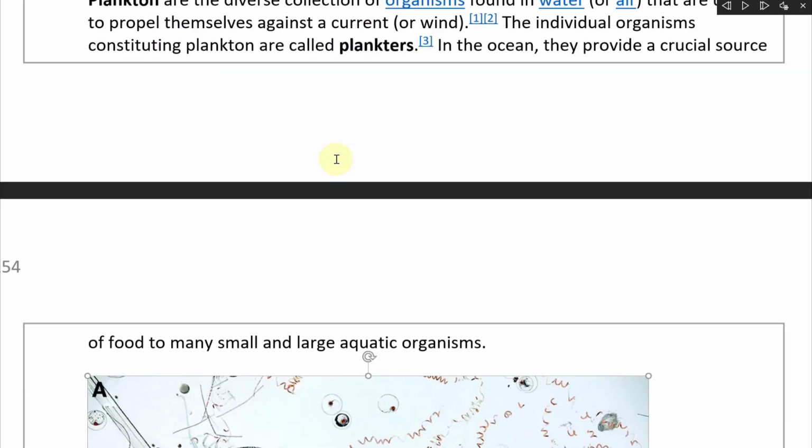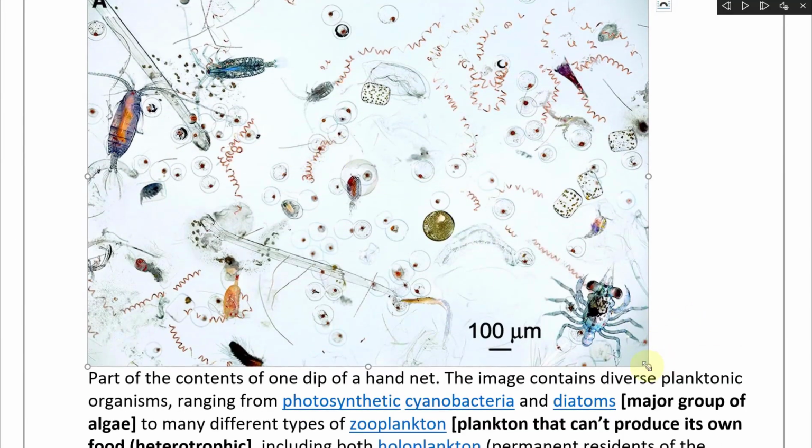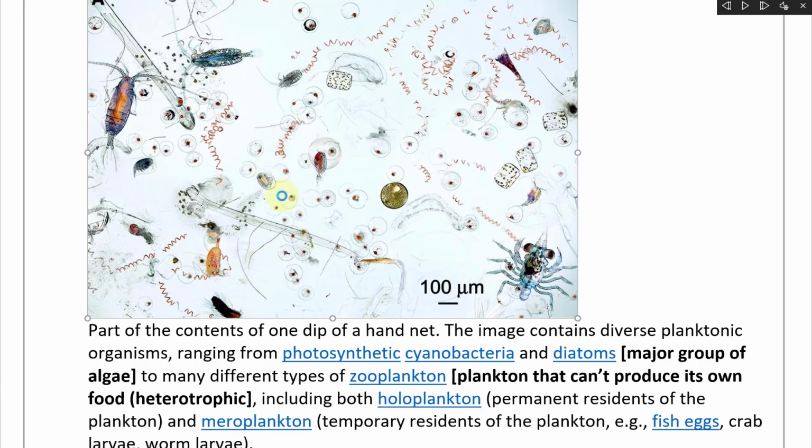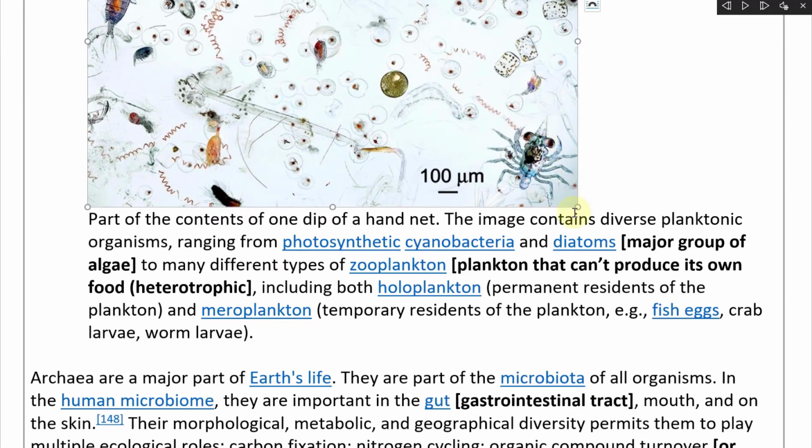And a lot of these in the ocean is archaea. So you have a whole bunch of random stuff there. You got a little crab there. You got some single-celled organisms and so on, and some random fragments there and spirals. So these are parts of the contents of one dip of a hand net. So you just dip it in the ocean.